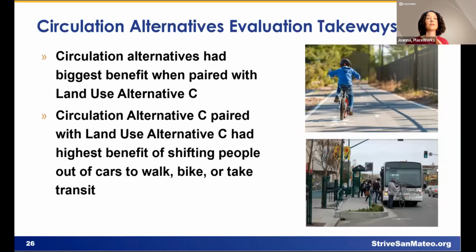So when we look at the circulation alternatives specifically, we compared the circulation alternatives with different land use alternatives. And the biggest benefit for circulation alternatives comes with land use alternative C. Circulation alternative C, the one that combines pedestrian, bicycle, and transit improvements, paired with land use alternative C, which is the alternative that has the greatest amount of residential growth, had the highest benefit of shifting the most people out of cars, to walk, bike, or take transit.